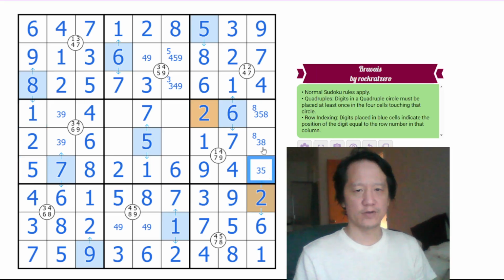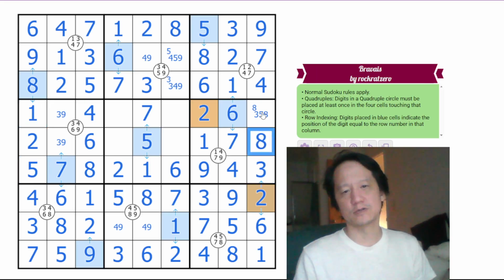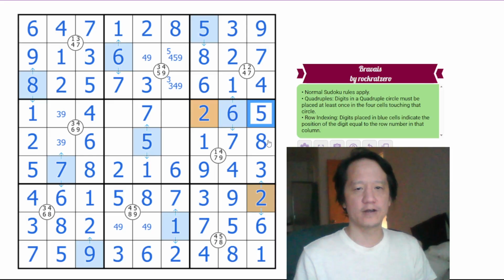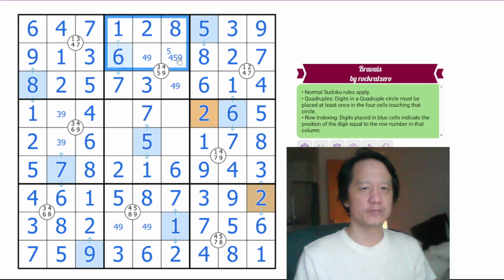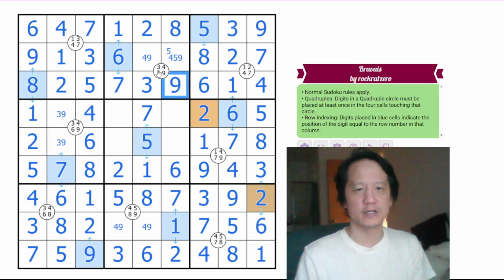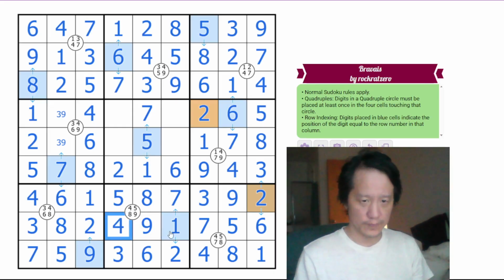5 eliminates 5 here, so it's 3. 3 eliminates 3 here, so it's 8. This can't be 3 or 8, so it's 5. This 3 eliminates 3 here. We have a 4, 9 pair in this upper central box, so that eliminates 4, 9 in the rest of the box. Actually, this can't be 4, so this must be 9, which makes this 4, not 7. This is 4. This can't be 4, 9, so it's 5. 4 eliminates 4 here, so it's 9 and 4.